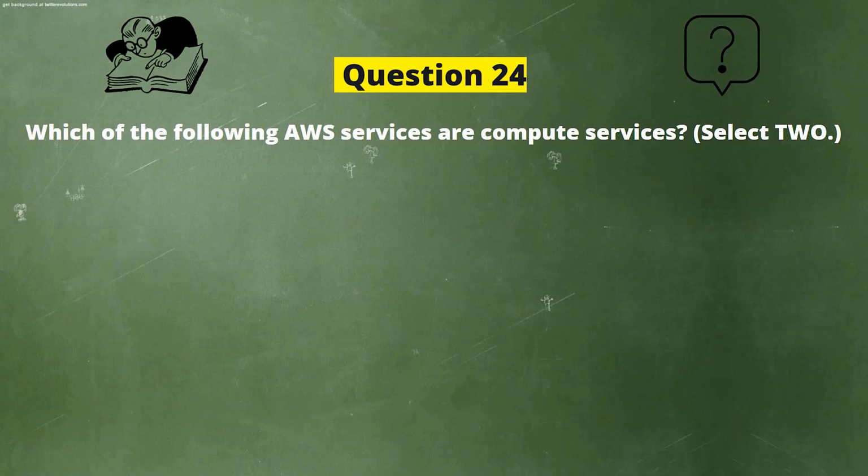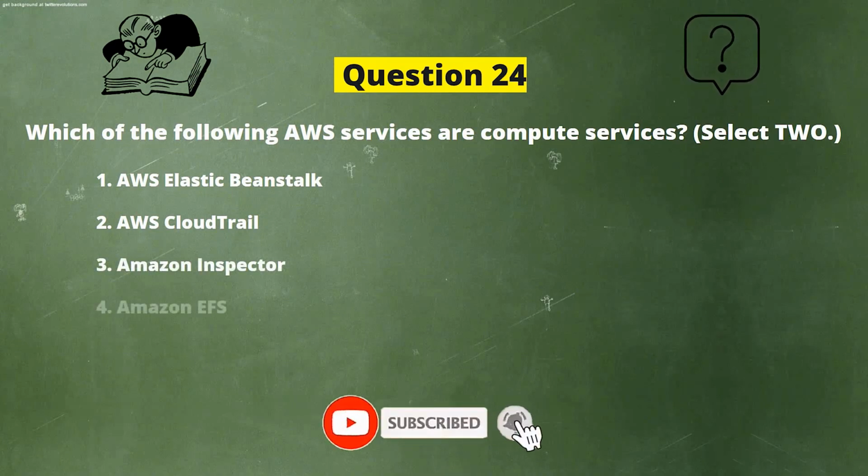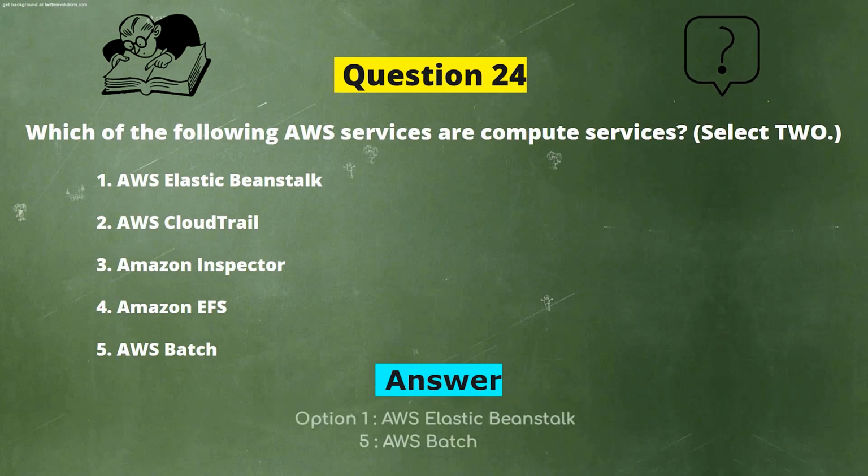Next question. Which of the following AWS services are compute services? Select 2. And the options are: Option 1. AWS Elastic Beanstalk. Option 2. AWS CloudTrail. Option 3. Amazon Inspector. Option 4. Amazon EFS. Option 5. AWS Batch. And the correct answers are: Option 1. AWS Elastic Beanstalk. And Option 5.